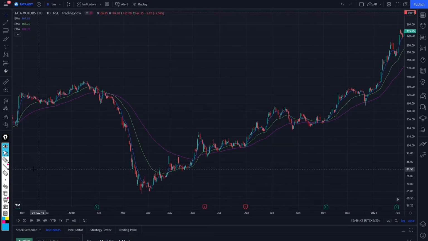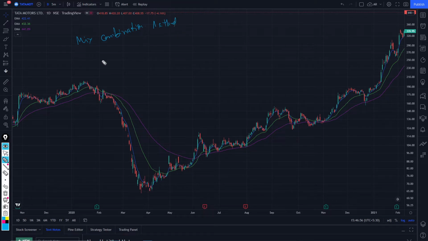Or you can do what? You can try to mix. It's all based on experience. You can try to mix a combination method of EMA cross and price action.